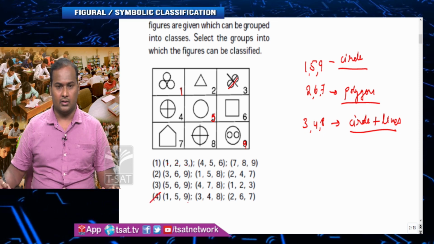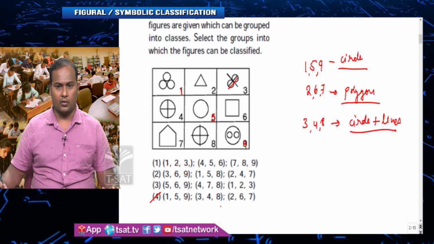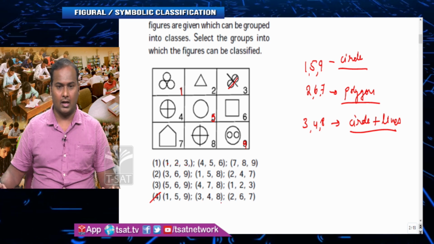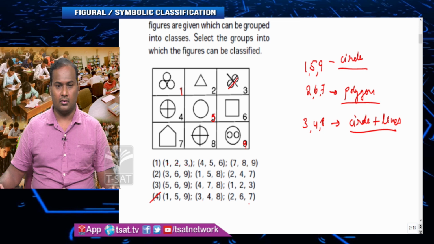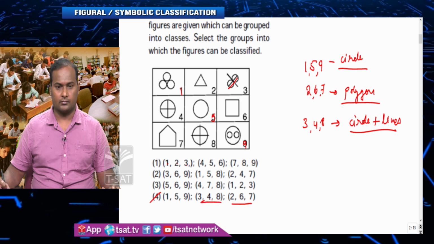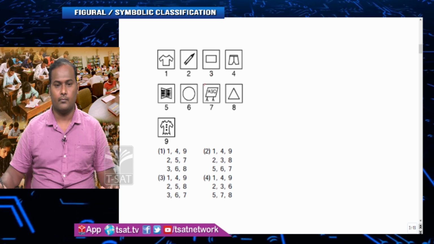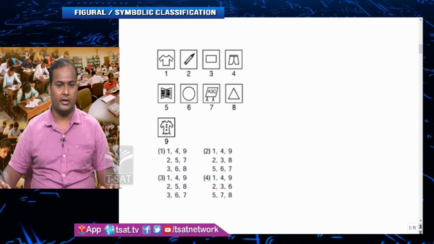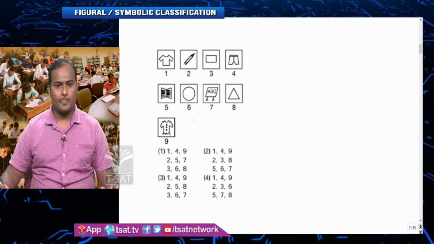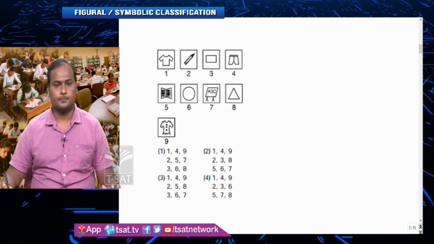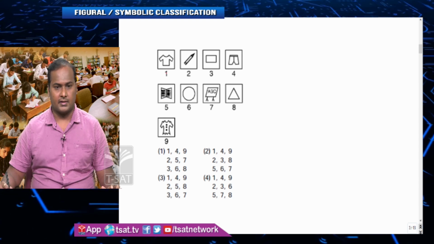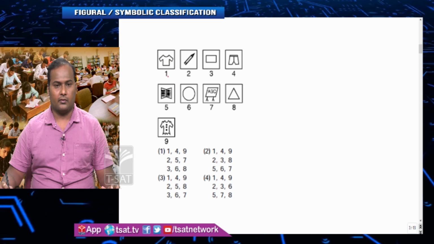1, 5, 9 are circles, 3, 4, 8 are both circle and lines, and 2, 6, 7 are polygons. So this is one more question. Here also 9 figures are given, and these 9 figures are classified into 3 groups. Now see the first figure. What can you observe in the first figure?